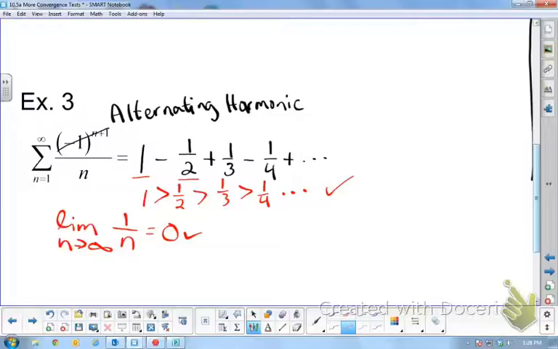Again, if these terms approach something other than 0, if they approach 1, we wouldn't be adding smaller and smaller pieces, so it wouldn't converge. That's why it needs to approach 0. So this converges. The alternating harmonic series converges.